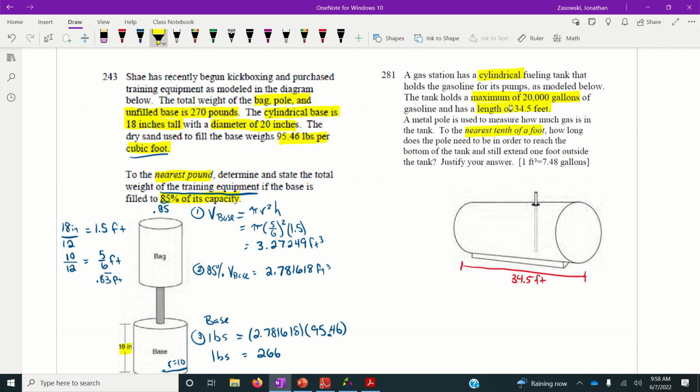So since we're in feet, we don't have to do any conversions. How long does the pole need to be in order to reach the bottom of the tank? And we know that 1 cubic foot is equal to 7.48 gallons. So remember, we're trying to figure out the length of this pole right here.